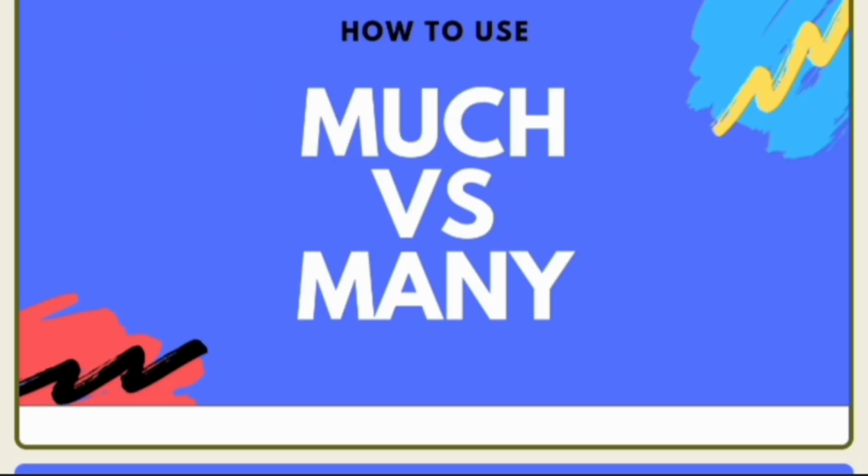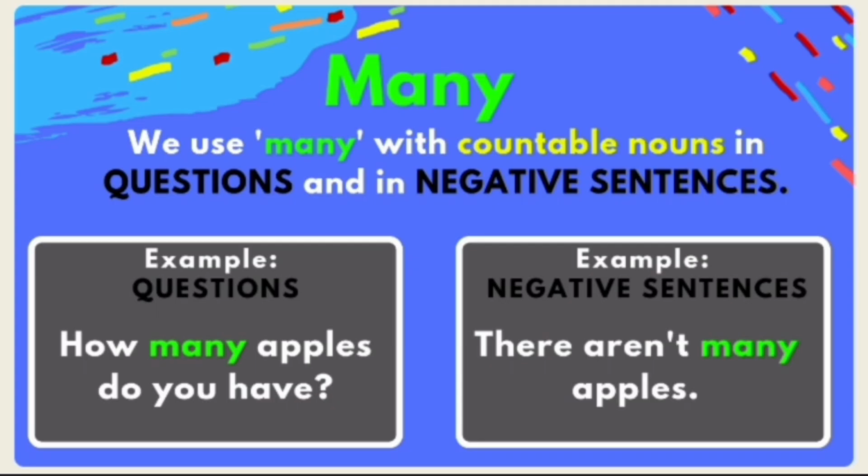Much versus many. Many. We use many with countable nouns in questions and in negative sentences. Example question: how many apples do you have? Example negative sentence: there aren't many apples.